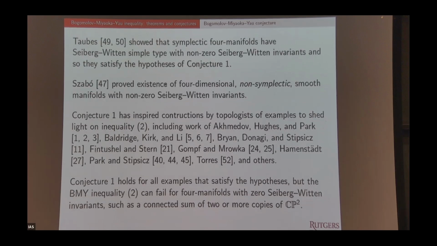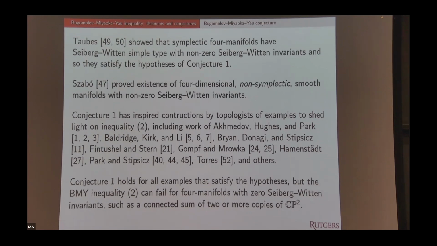So why do the hypotheses include symplectic four manifolds? If you have a symplectic four manifold, Taubes showed many years ago, right around the time that Seiberg-Witten theory was invented, that they have Seiberg-Witten simple type, a property that I won't explain. I can if somebody wants to ask me about it. But they have non-zero Seiberg-Witten invariants. That's the crucial thing. So they satisfy the hypothesis of the conjecture.